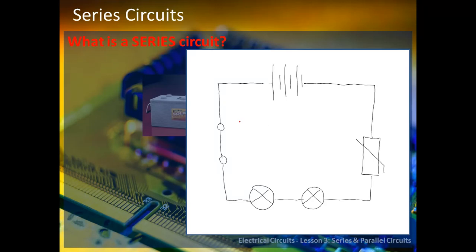Right, so this would be a series circuit because everything is on a single loop. There are no junctions in this circuit, and that is what we use to identify when things are in series: that there are no junctions between things.